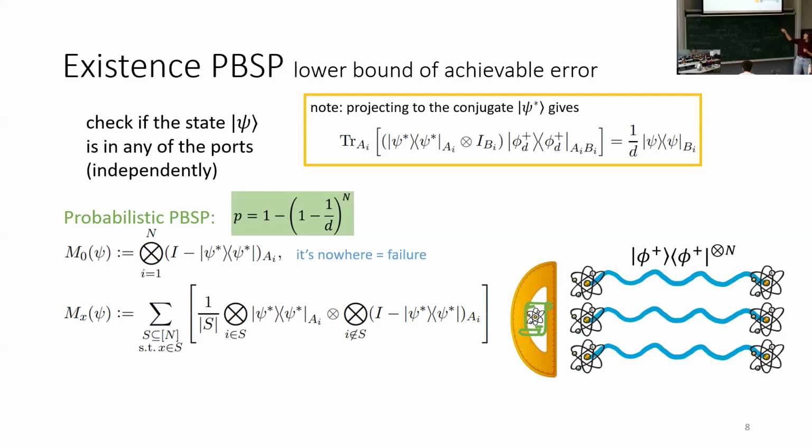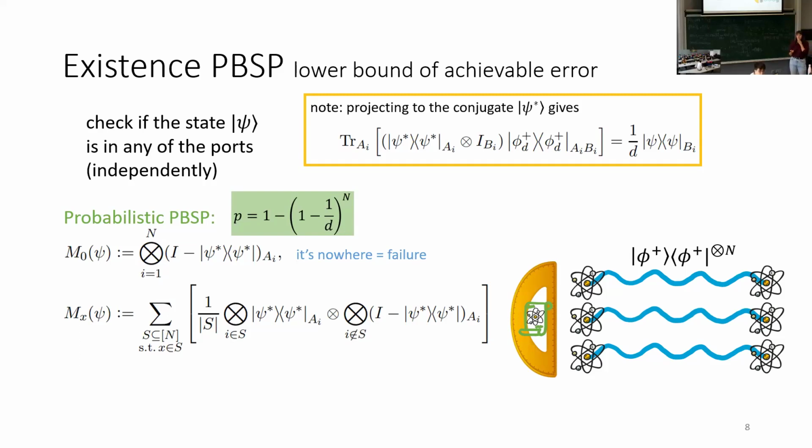What's interesting here is that if you only have one copy of the state, then you cannot do this independently. If you have many copies, then it's like doing independent coin tossing, so you can have this exploding factor, like the exponent, which is not the case for port-based teleportation.